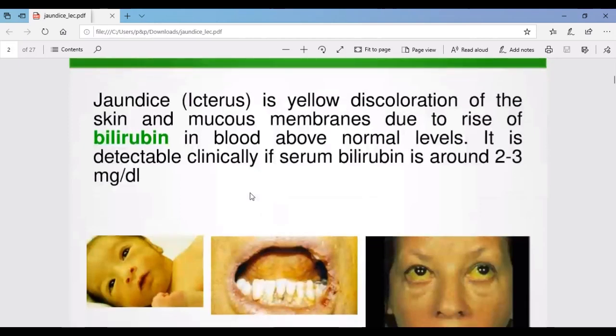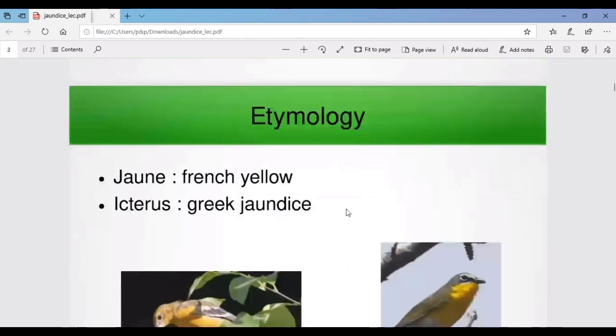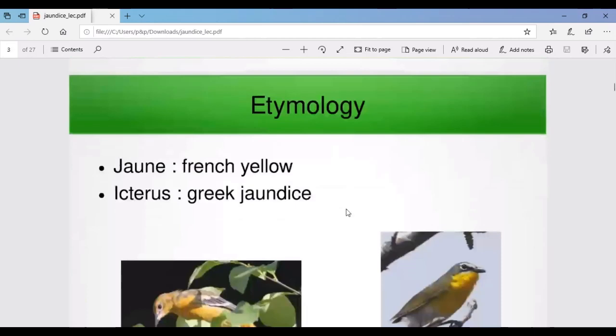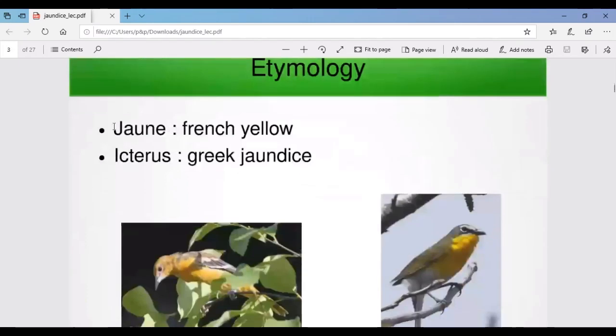Where did the name come from? The name jaundice is from the French language, jaune means yellow. So because it's yellowish discoloration, we call it jaundice from the term jaune in the French language. And we have another term for jaundice, which is icterus, coming from the old Greek language. It meant patients with jaundice, like we use it today.